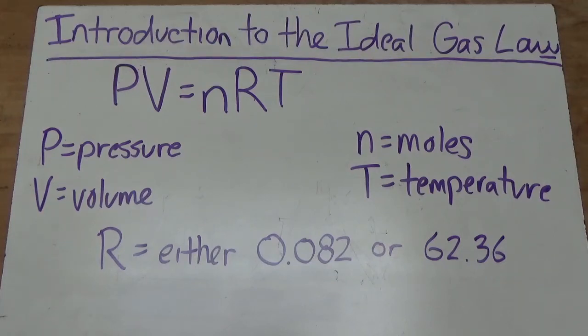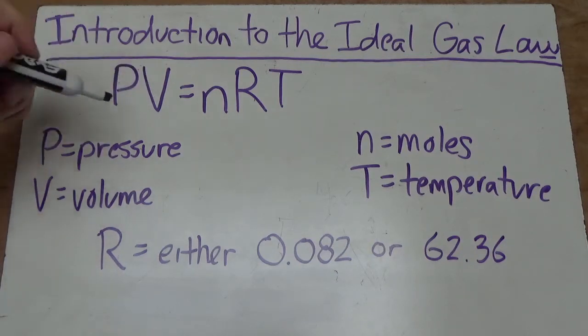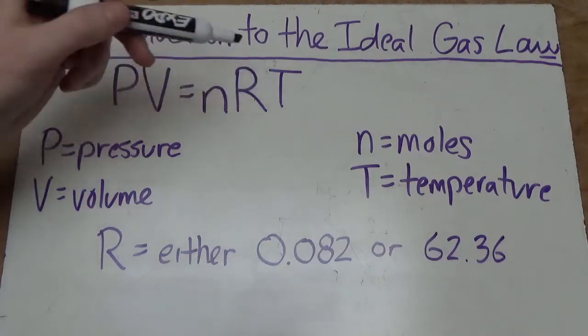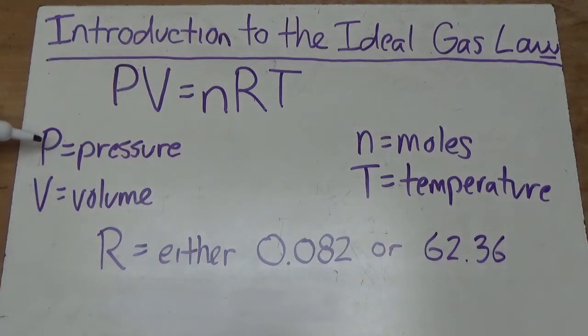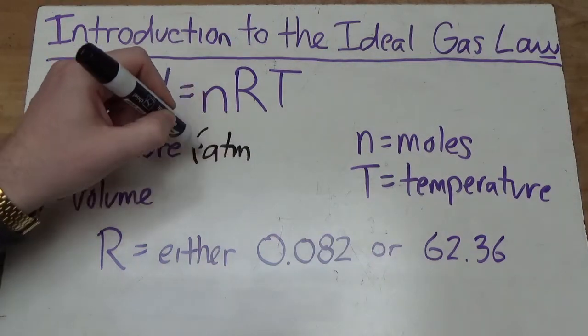Today we have an introduction to the ideal gas law. The ideal gas law is PV equals nRT. P is pressure, and you're really only going to see two units here that are important for us.